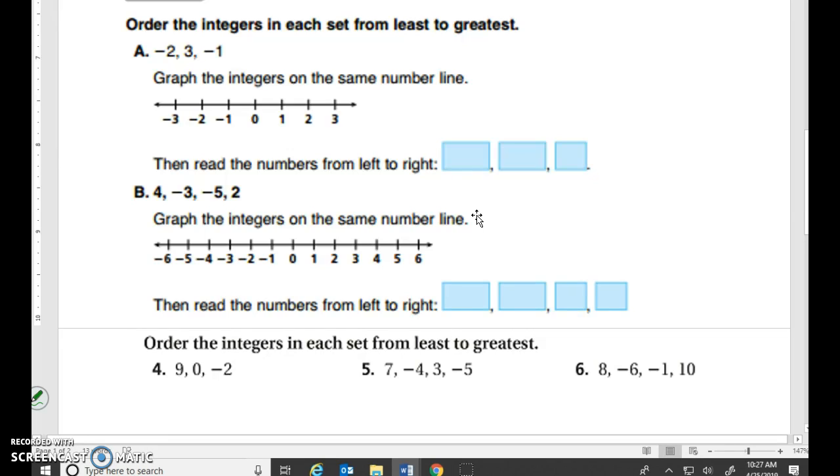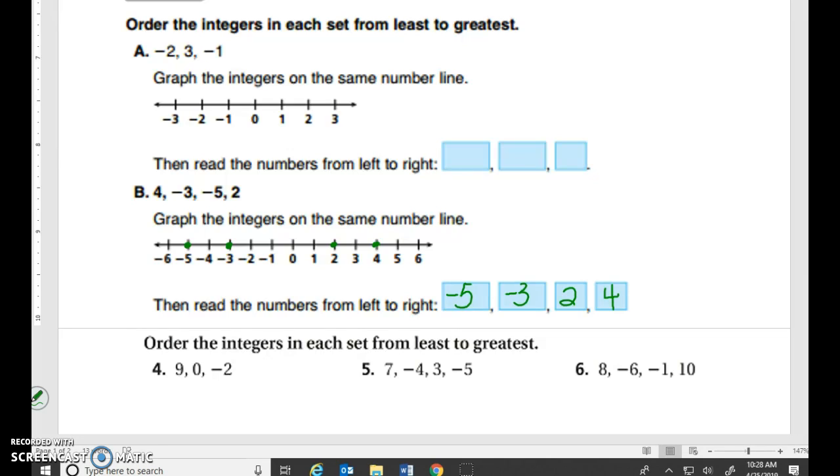Okay, now we're on to B. Notice I have a 4, a -3, a -5, and a 2. You go ahead and graph yours while I graph mine, and then we'll meet back and see if you have them in order from least to greatest. Okay, so I have graphed my numbers. I'm going to start on the left and just start writing them down. I have a -5, a -3, a 2, and a 4. That's the order.